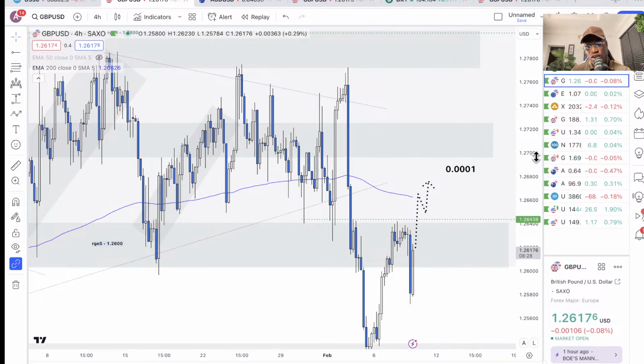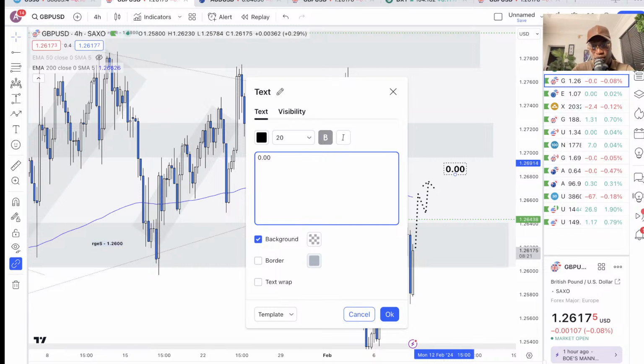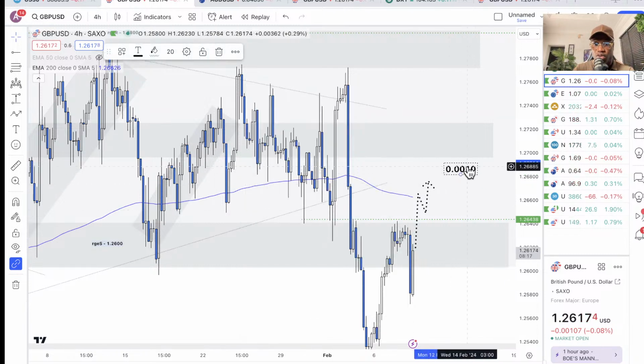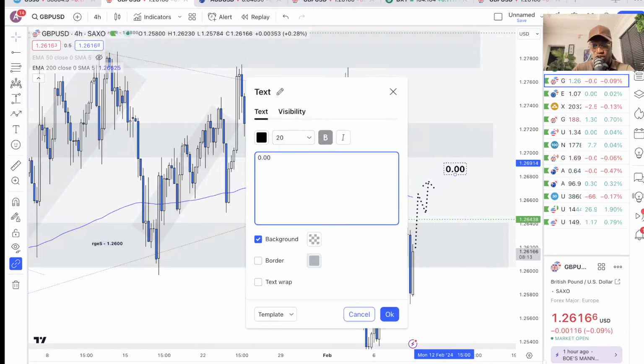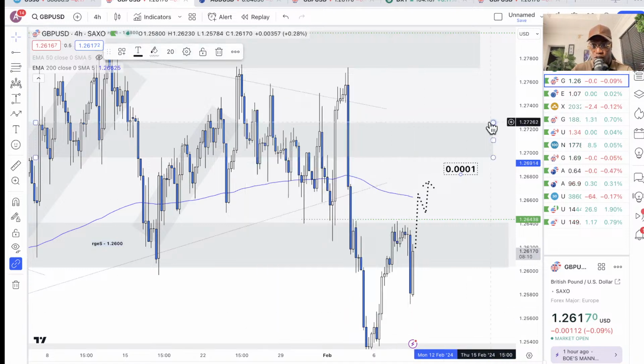1.2701. That's what you're going to get. That's for 1 pip. For 10 pips, then you have something like this. 10 pip is going to be 0.0010, right? Remember, 1 pip is 0.0001. And when you calculate 2, 3, 4, 5, 6, 7, 8, 9, 10, you take it over, it becomes 1, 0.